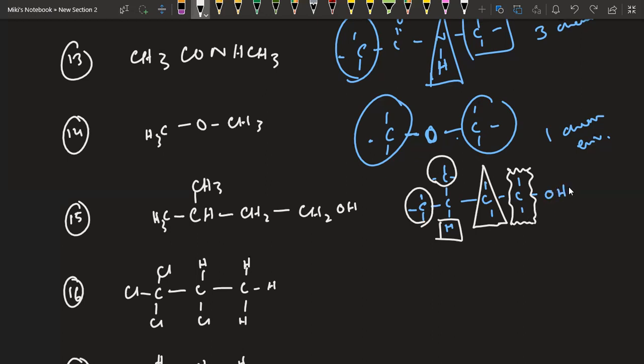And finally, we have this another group. I'm running out of shapes. So this is 1, this is 2, this is 3, this is 4, and this is 5. So how many total environments? 5. Okay. Moving on to the next one.